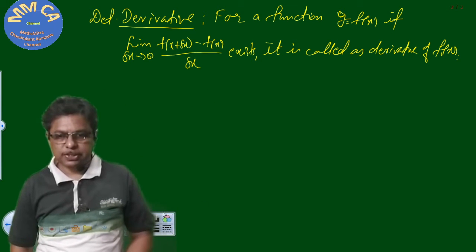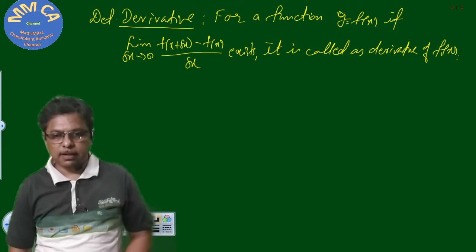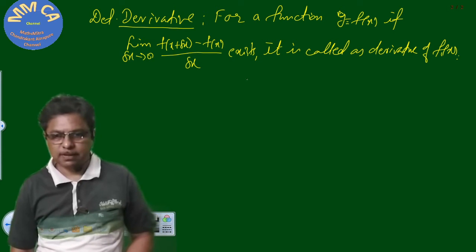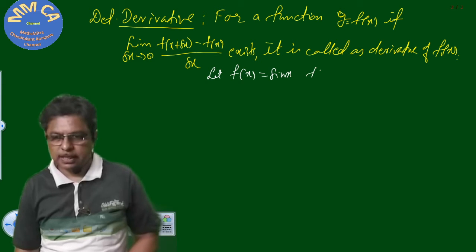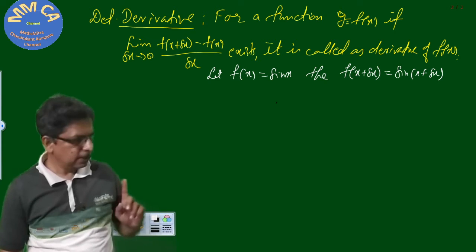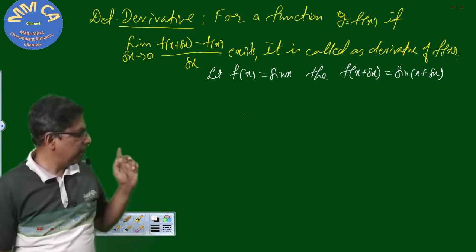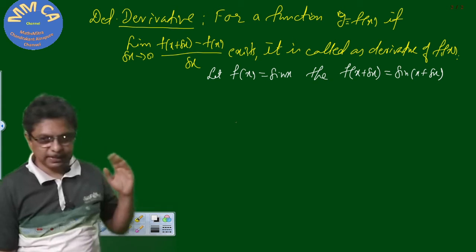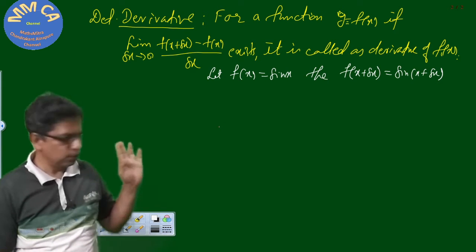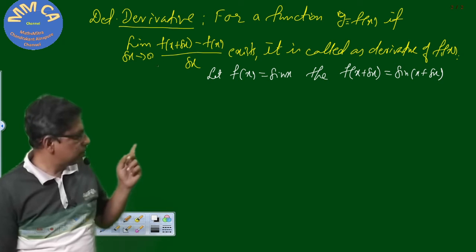Okay. So we'll consider a function y is equal to f of x, or let f of x is equal to sine x. Then f of x plus delta x is equal to sine of x plus delta x. See, whenever we have x, we are replacing x by x plus delta x. It may be on the left hand side or on the right hand side. So we have replaced x by x plus delta x on both sides. Okay, and now we'll use this in the definition.